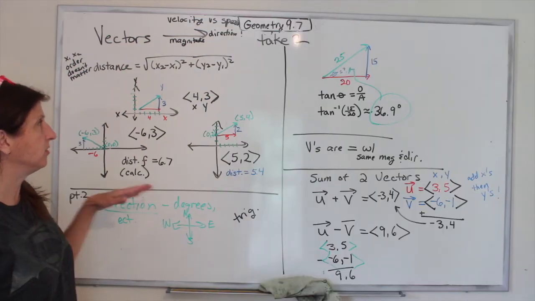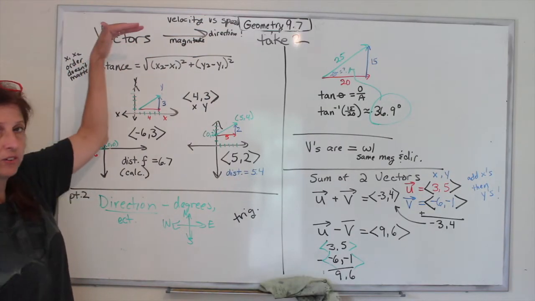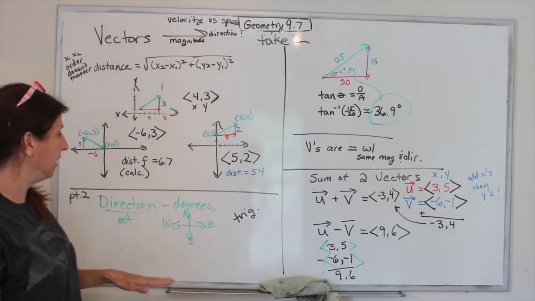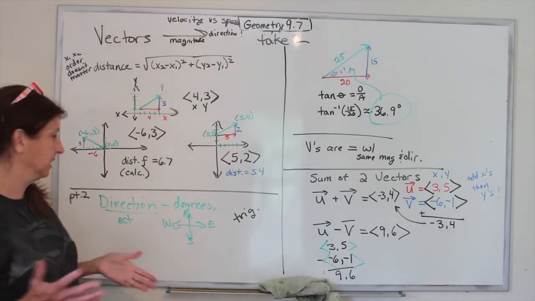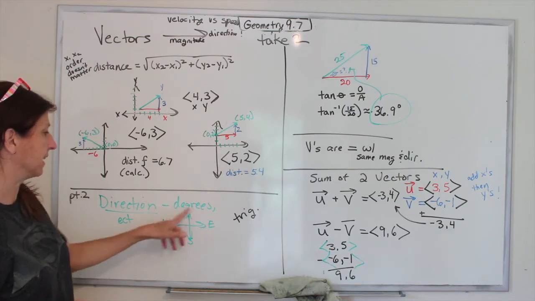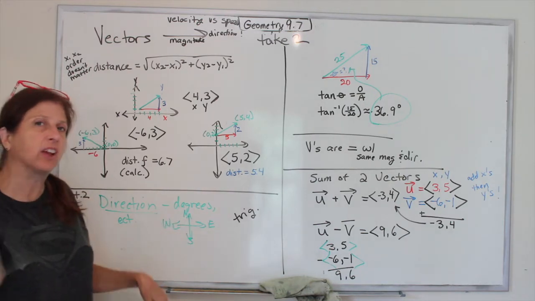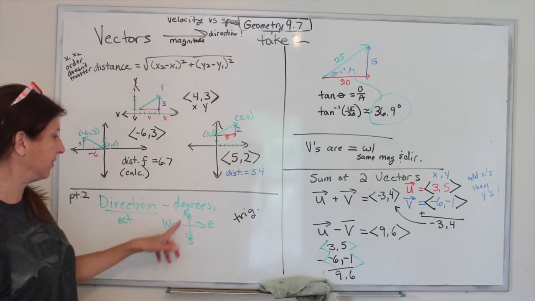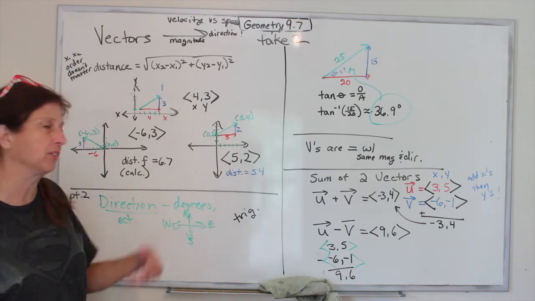One of the things you do with vectors, because they have magnitude and direction, is that you have to tell the direction. So sometimes you use the compass rose and you say you're traveling 55 miles an hour northeast. And this is called a compass rose, that little directional thing.